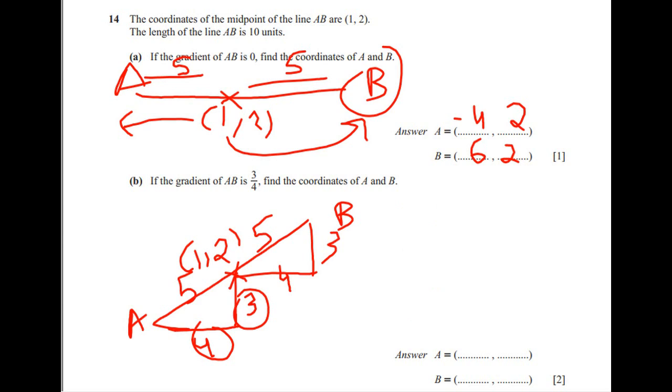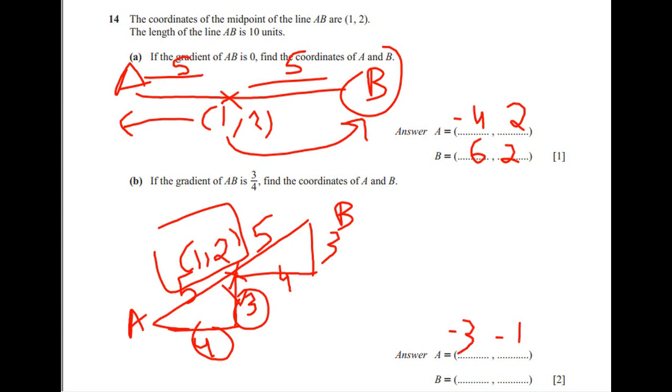So now from (1, 2), to find A, go 3 down. Going 3 down from 2, I'll get minus 1, and then go 4 left from 1. So 1 minus 4 will be minus 3.